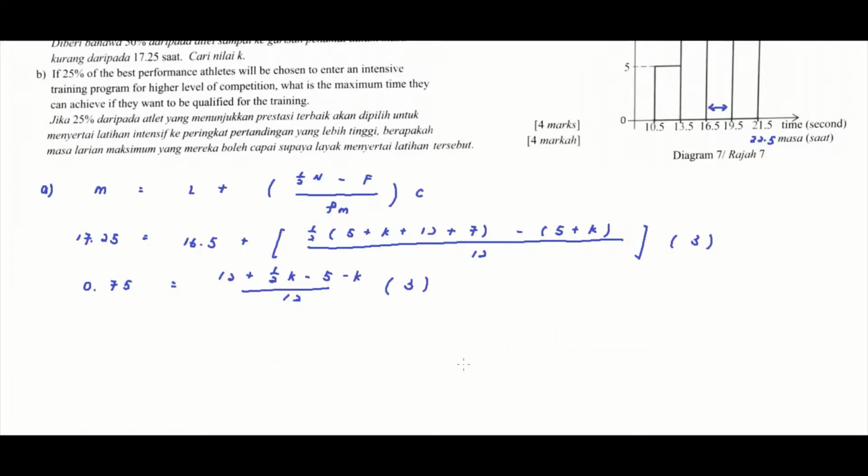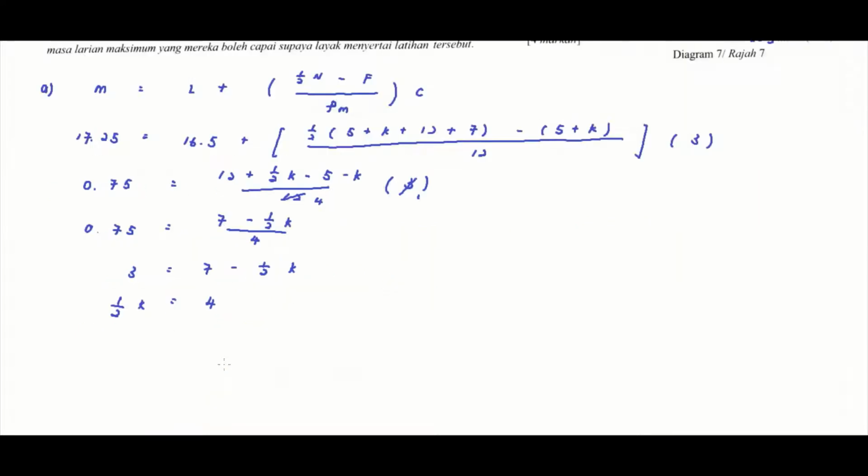Okay, so depends on you whether you want to multiply here or shift the 3 in front. So 0.75, I'm going to multiply here together. So I have 7 and 1 over 2 minus k, then I get negative 1 over 2k. So 12 and 3, I can actually do factorization. 3 and 12, which means a 4 here. So I'll just bring 4 over to the other side and I'll be able to get 3 equal to 7 minus 1 over 2k, which means 1 over 2k will be equal to 4. So this will give me my answer for k, which is k equal to 8.